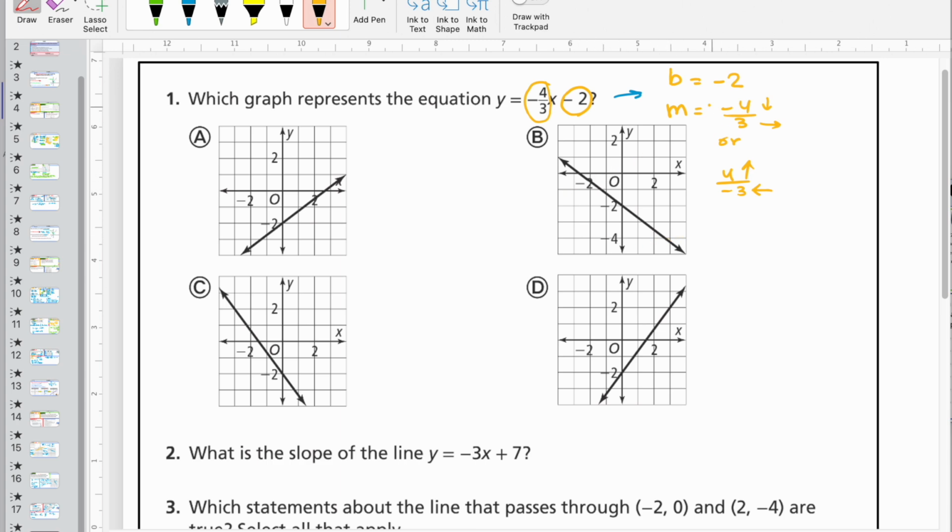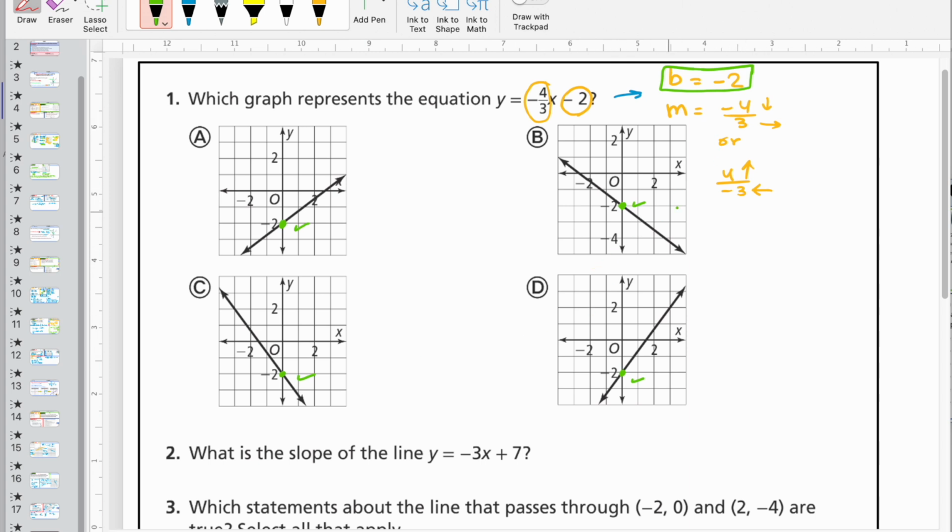Let's see. Let's check the y-intercept in all graphs. This is the easiest way to find out if your equation is correct or not. Let's check the y-intercept. In graph A, where is the y-intercept? It's at negative 2. Correct. Where is the y-intercept here? It's at negative 2. Also correct. Here also negative 2, and here also negative 2. All of them have the correct y-intercept.